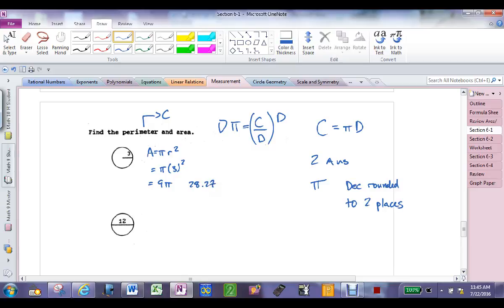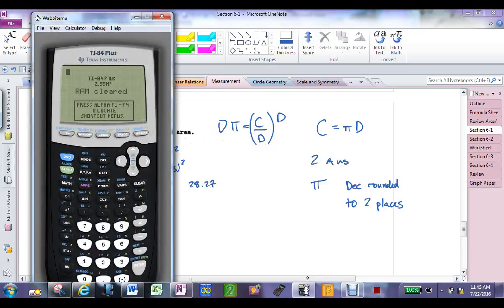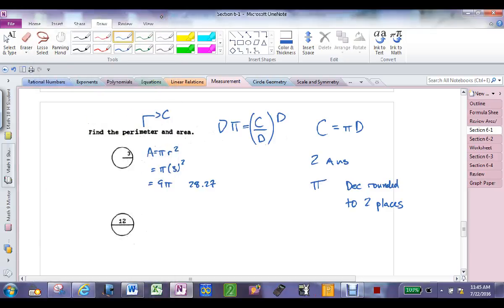28.27. I'm going to check and see if that's right, see if Perry rounded correctly. Nope. 9 shift pi equals 28.27. He rounded beautifully. Well done, Perry. Yes. Slow clap on your own chest. And on Riley's. Okay, and then of course the circumference equals pi d.